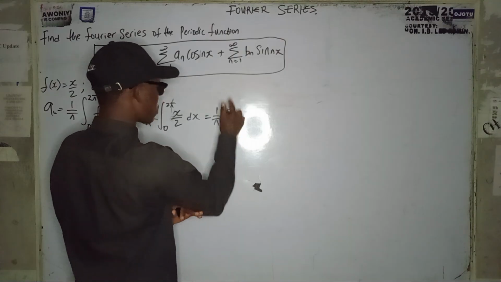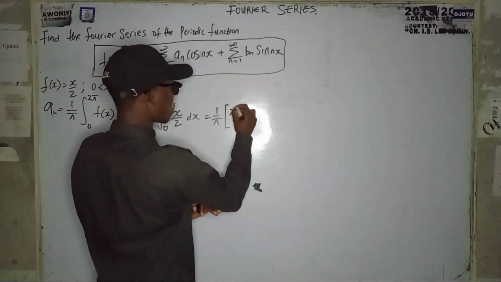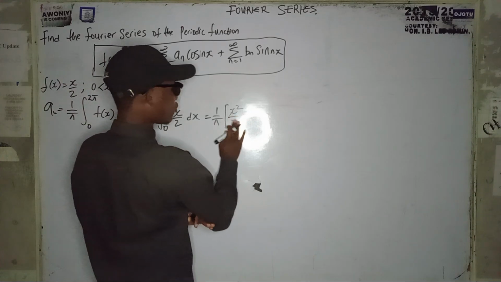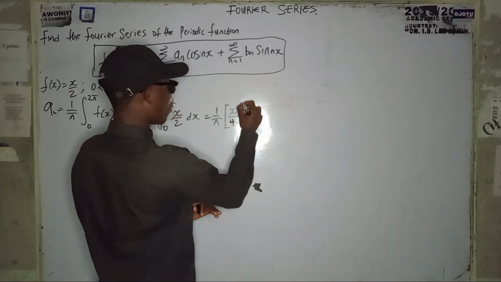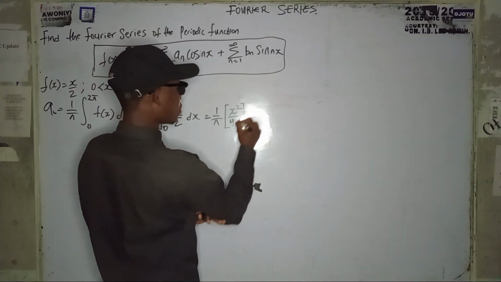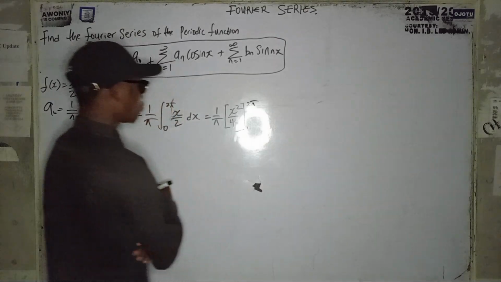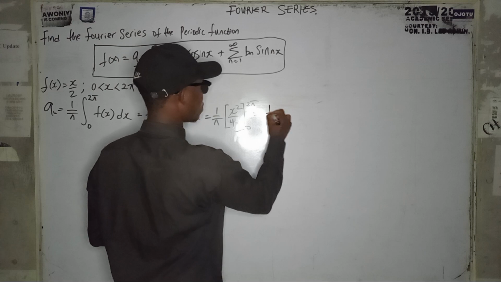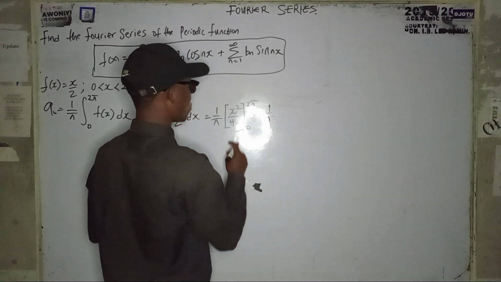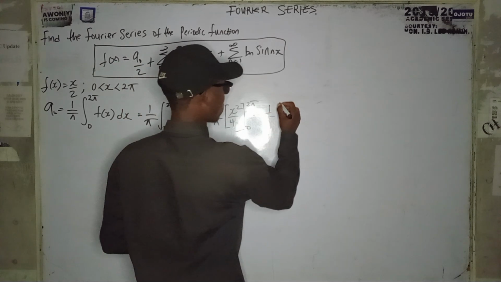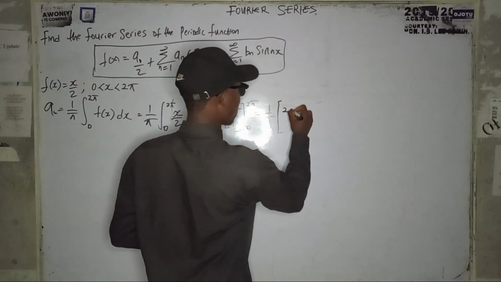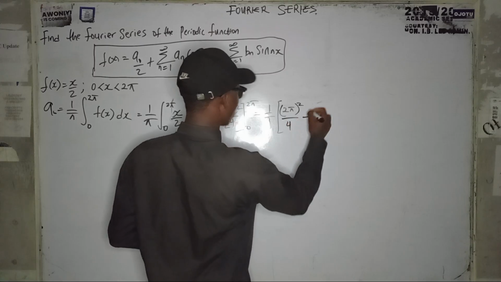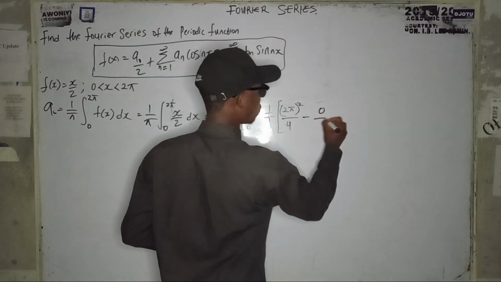If we integrate this, it is going to become 1 over pi times x squared over 2 multiplied by the 2 that is initially there before. That is x squared over 4 from 0 to 2 pi. So that is after integration. Therefore, this will be equal to 1 over pi times x squared, which gives us 2 pi all squared over 4 minus, when we put 0, 0 over 4.